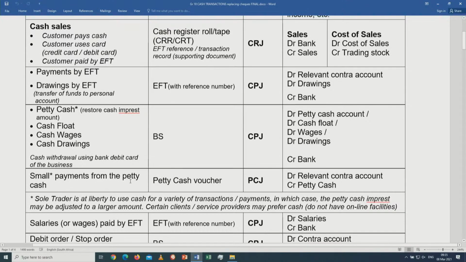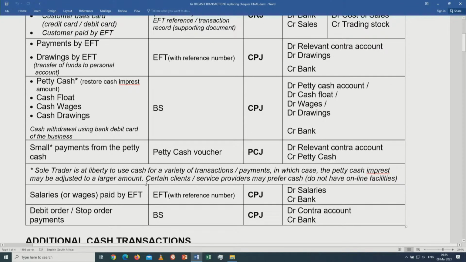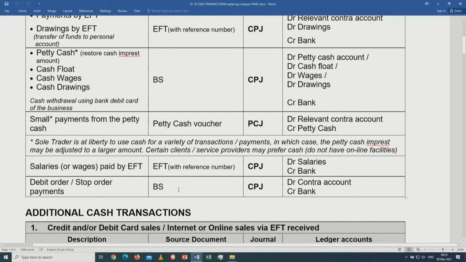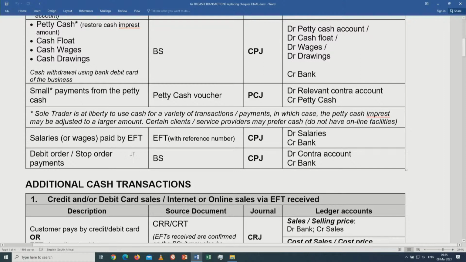For small payments from the petty cash, you can use a petty cash voucher. You record it in the petty cash journal. Debit the relevant contra accounts, you credit the petty cash. A sole trader is at liberty to use cash for a variety of transaction payments, in which case the petty cash imprest may be adjusted to a larger amount. Certain client service providers may prefer cash, as they do not have online facilities. That is true. Most small businesses do not have online facilities, so they prefer cash.